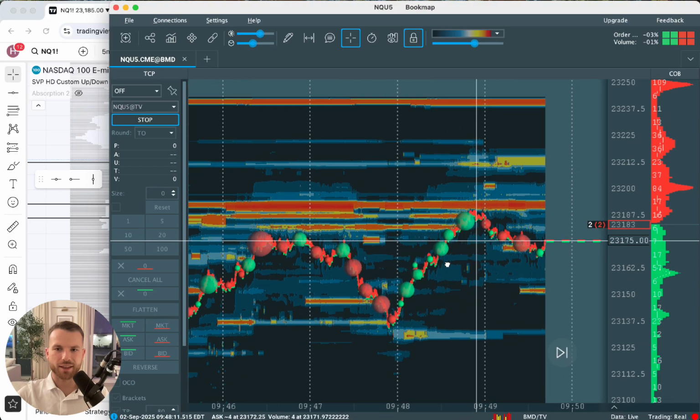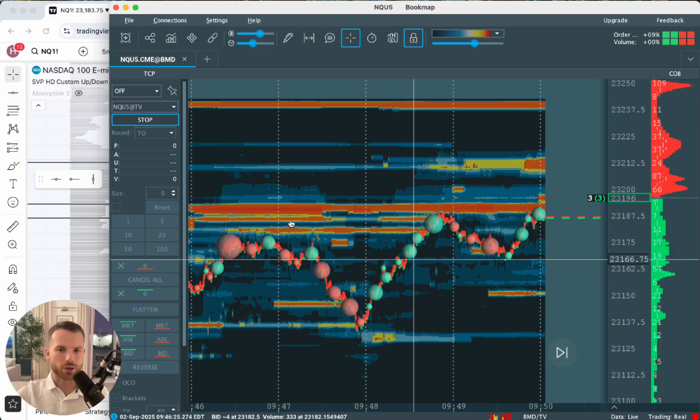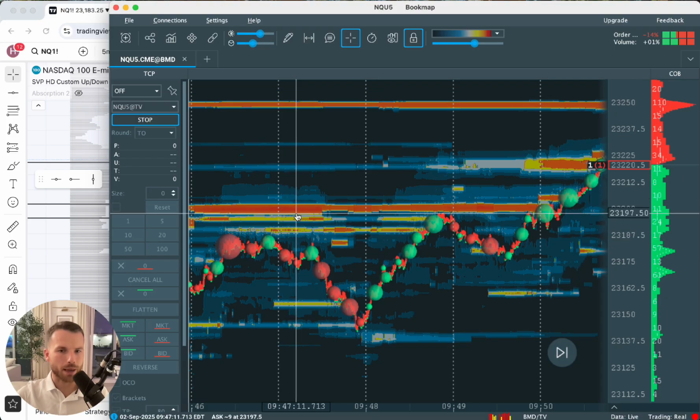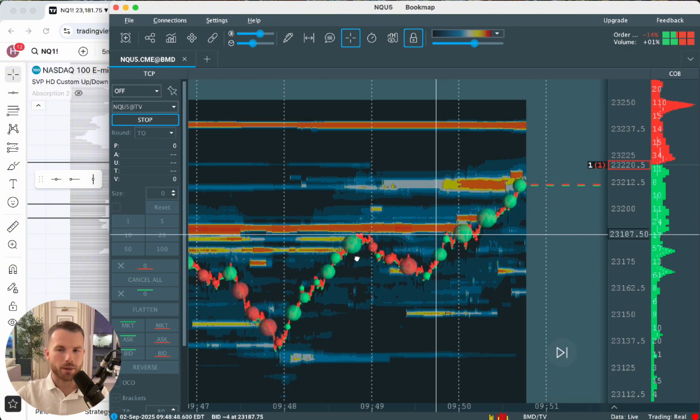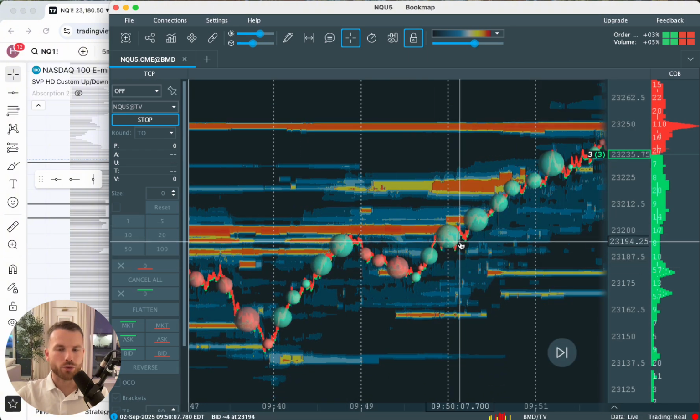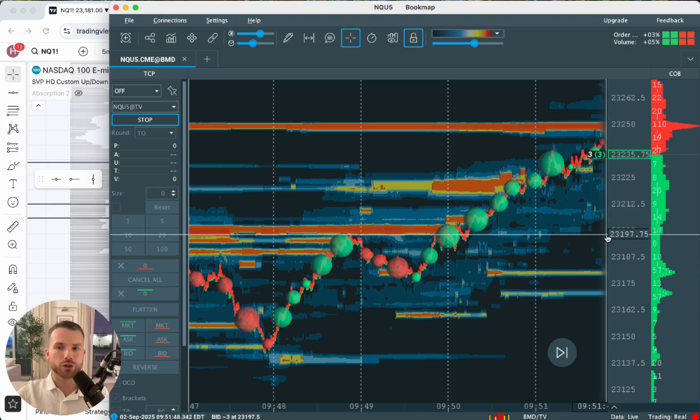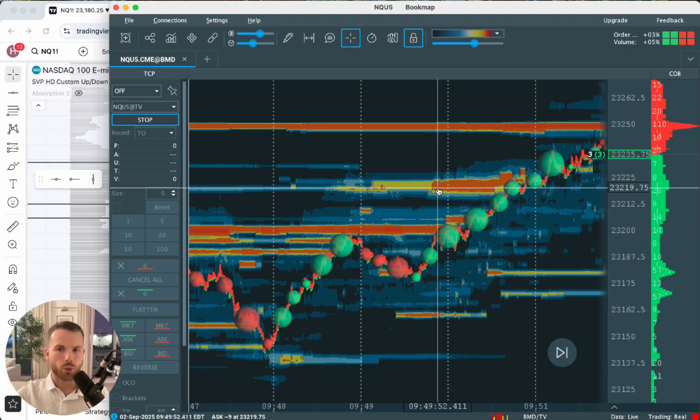Okay, this is the exact situation. All of this liquidity, you can see here, I didn't even have to look into Bookmap. I knew there was liquidity. I knew it. But the market just went right through it. Why? Well, first of all, we have some more liquidity here. Second of all, it moved.